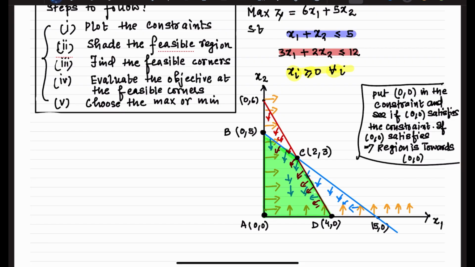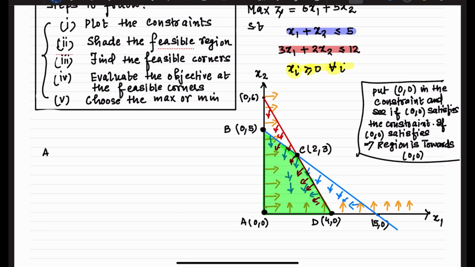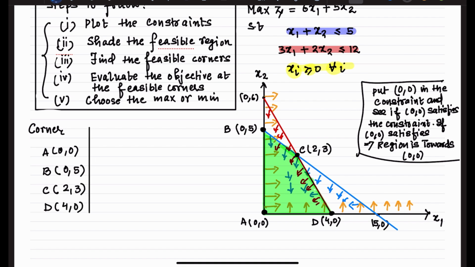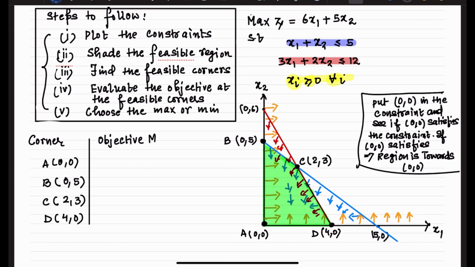The final step is to list the feasible corners. Corner A, corner B, corner C, corner D. A is 0, 0. B is 0, 5. C is 2, 3. D is 4, 0. So at each of the corners, evaluate your objective. The objective is to maximize Z equals 6x1 plus 5x2. So this is the objective.